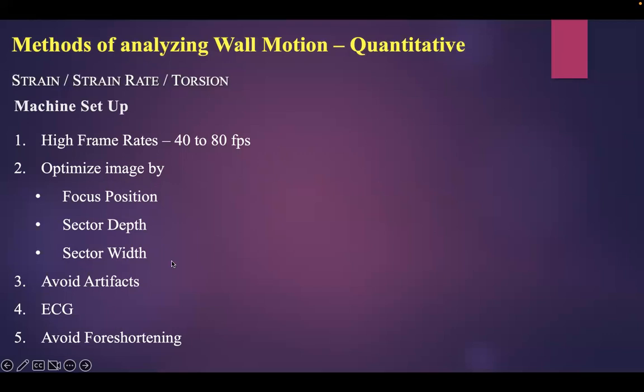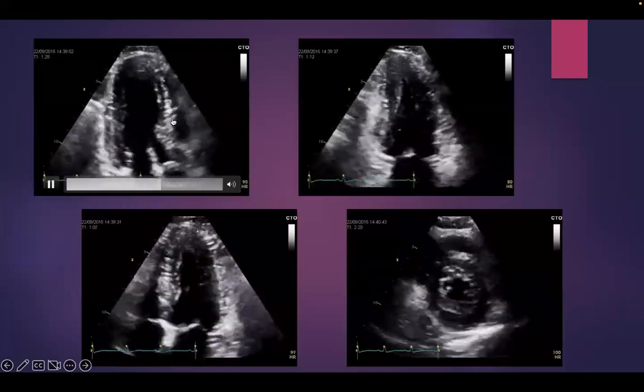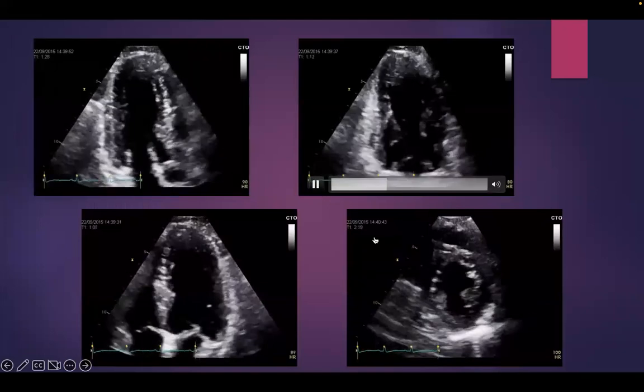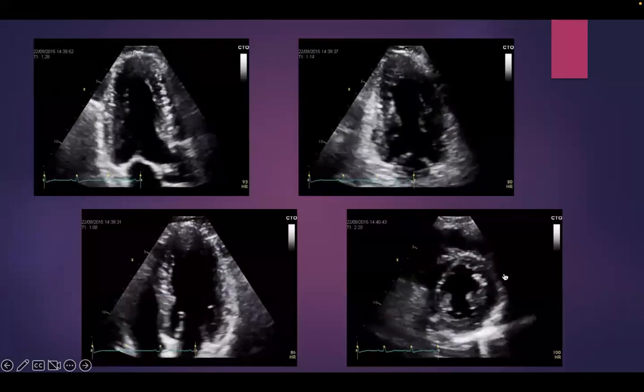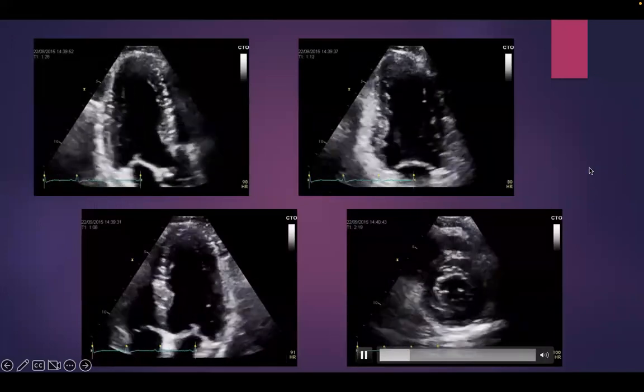And then always avoid artifacts. The imaging should be very neat and crisp, and there should not be any respiratory artifacts or movement artifacts. And avoid foreshortening, as I told previously, and all the images should be ECG gated. So how do we do that? We just require 4 images: the apical 3-chamber view, the 2-chamber view, the 4-chamber view, and then the short axis view. And then once you've acquired this, you can do it offline or online.